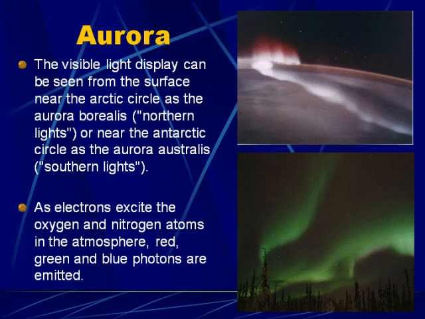Here's a view of the aurora from space in the top picture and from the surface of the Earth in the bottom of the picture. Again, as the electrons excite the oxygen and nitrogen molecules in the atmosphere, we get all different colors. We get reds, we get greens, we get blues, depending on what molecules are being excited.